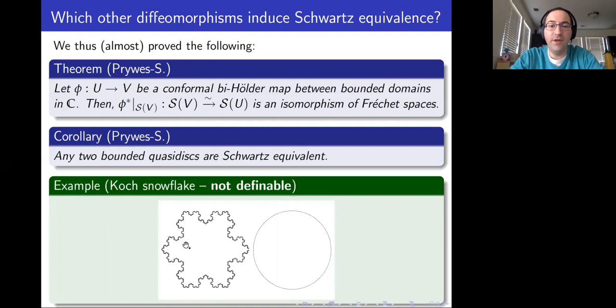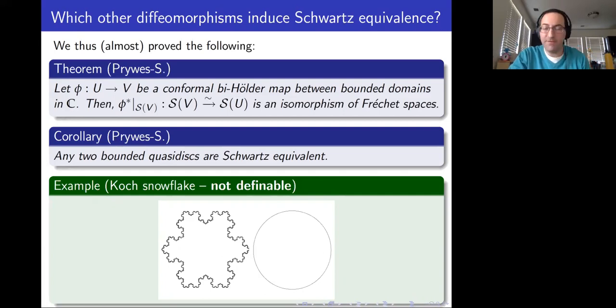So you take an equilateral triangle, and on every edge you delete the middle 1/3, and you construct another equilateral triangle, and then you repeat this process infinitely many times, and you look at what's inside. What's inside is a simply connected domain in the complex plane, and it happens to be a quasi-disk. So we proved that the Koch snowflake is Schwartz equivalent to the unit disk, which is nice.